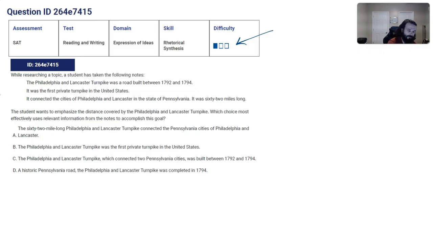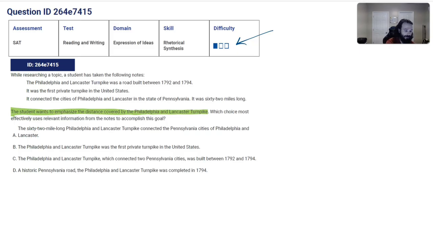And now here comes the meat of the question, which is what the prompt actually is. The student wants to emphasize the distance covered by the Philadelphia and Lancaster Turnpike. Which choice most effectively uses relevant information from the notes to accomplish this goal? On a lot of these questions, that prompt alone is going to be enough to tell us what the answer is, because often only one of the answer choices will answer that prompt.